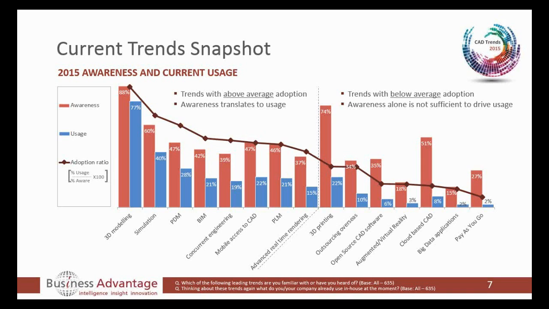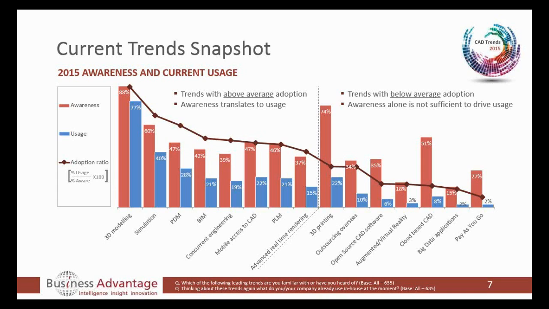If we move along, we can see the dotted line, pretty much in the middle of the screen, slightly to the right. If we look to the left of that, these are trends with above average adoption, i.e. awareness here has translated to usage. While on the right-hand side of the screen, these are trends with below average adoption, and awareness alone has not been sufficient to drive usage. And you can see there are a couple of trends there on the right-hand side.